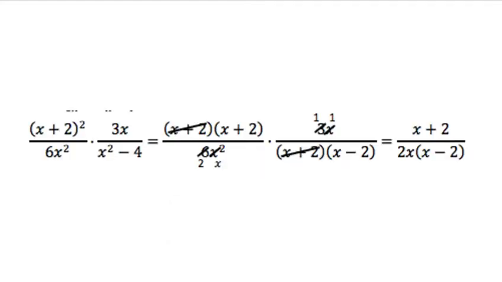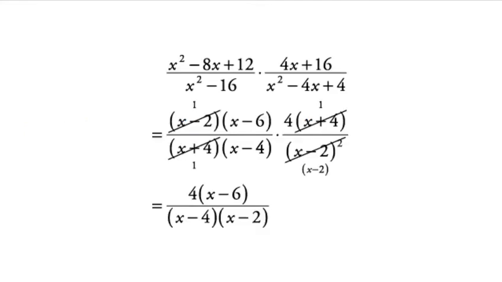X plus 2 squared over 6x squared times 3x over x squared minus 4 will equal x plus 2 times x plus 2 over 6x squared, and so on. Then you can cross out some things. If you multiply it, then your answer should be x plus 2 over 2x, x minus 2.